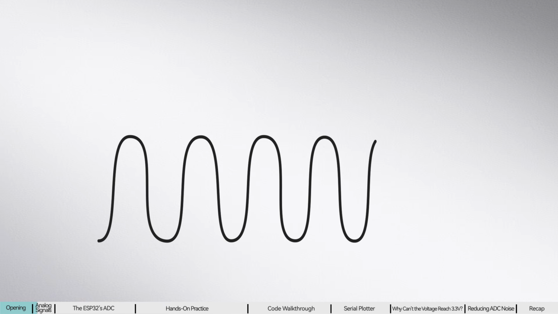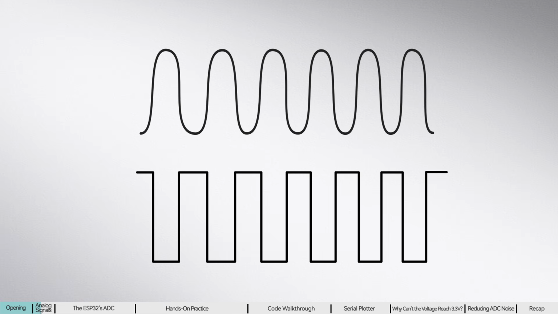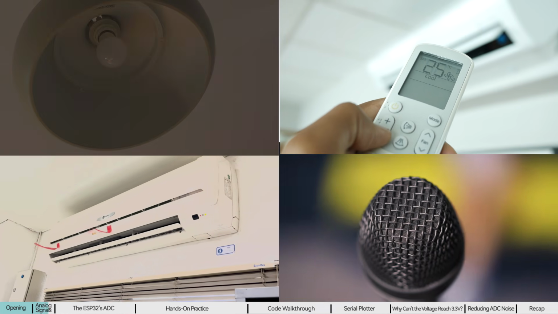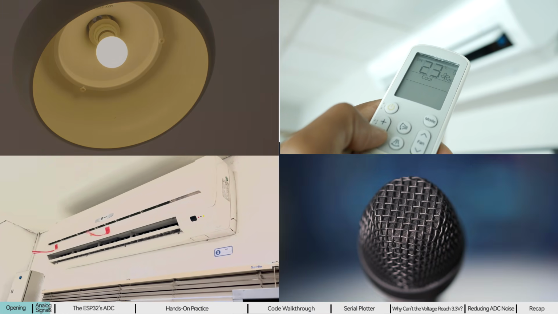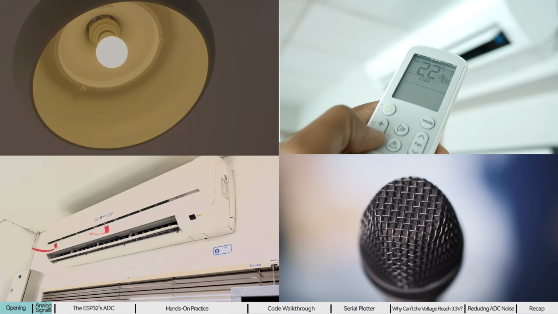In electronics, an analog signal is one that varies continuously in both time and magnitude. Unlike digital signals, which are either 0 or 1, an analog signal has an infinite number of intermediate states between any two values. The temperature, light, sound, etc. that we perceive in our daily lives are essentially analog quantities.